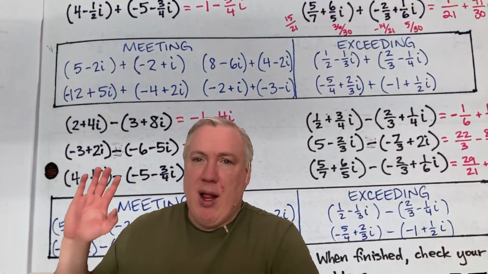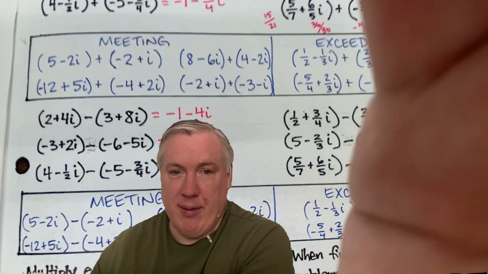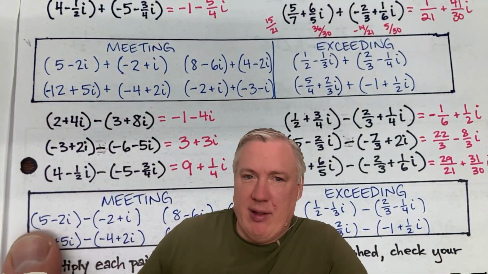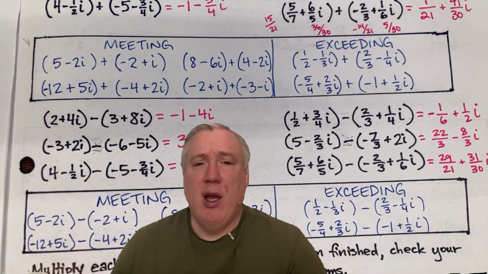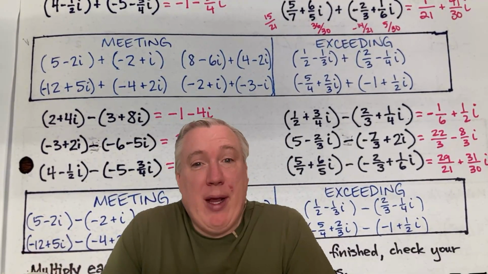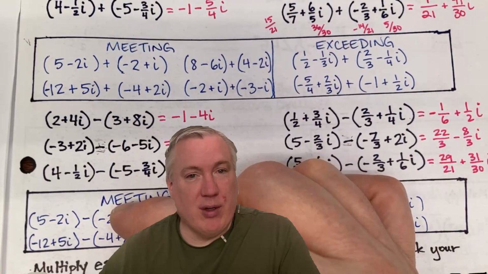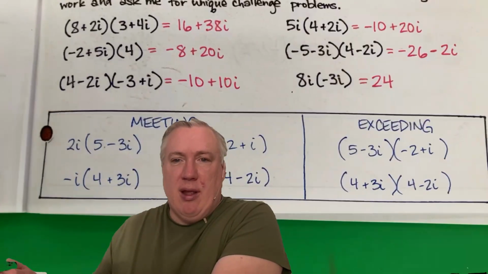Now, the next thing that I want to let you know about these problems is that I paired them. So you can see where it says 5 minus 2i and negative 2 plus i, and down here it says 5 minus i and negative 2 plus i, but the difference is addition and subtraction. So when you pick one, you're picking a pair of problems. So if you pick that one, you're picking both of those. Those go together. And then on the multiplication division, the same thing holds true.